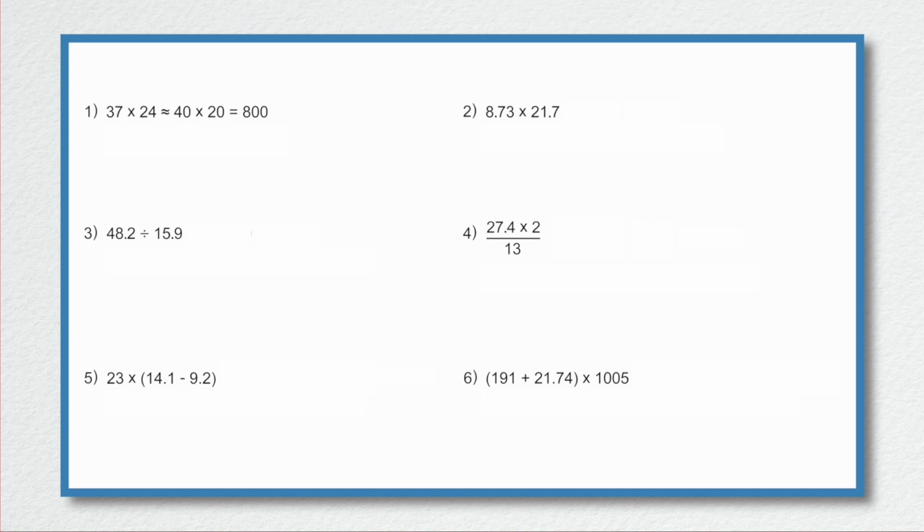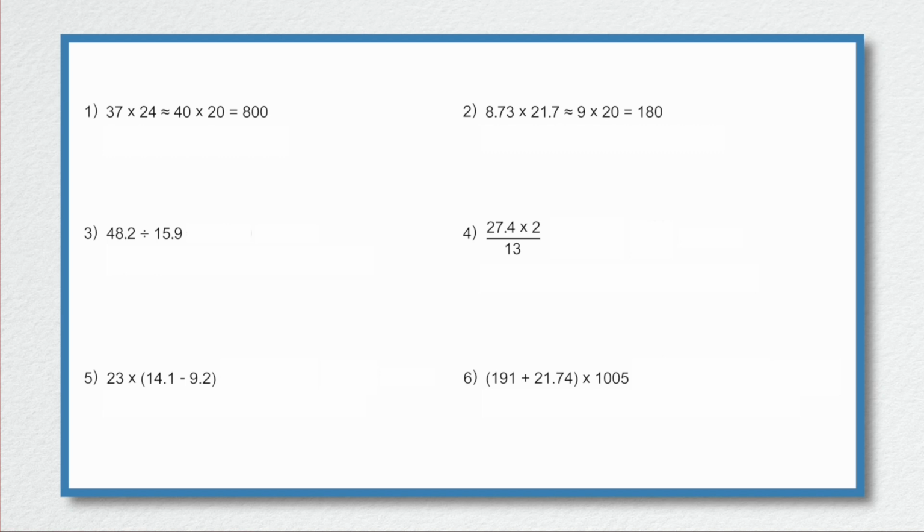Question 2, 8.73 multiplied by 21.7. So 8.73 becomes 9, and 21.7 we can write as 20. So 9 multiplied by 20 is something you should be able to do without a calculator, which is, well, 9 multiplied by 2 is 18, add the naught is 180. You might want to pause the video and have a go at the other questions on your own. I'm just going to continue going through each question using the same approach.